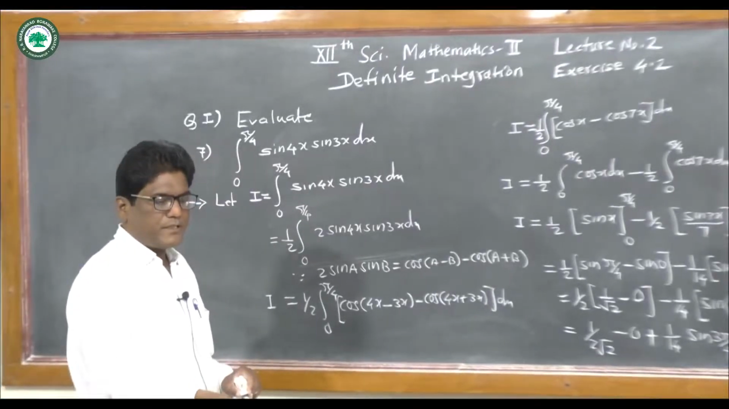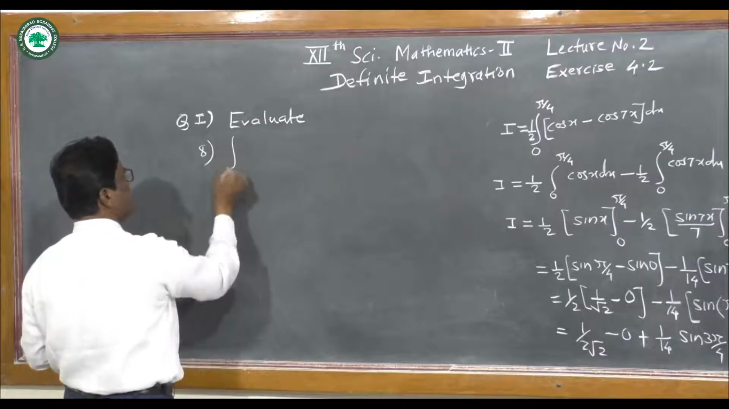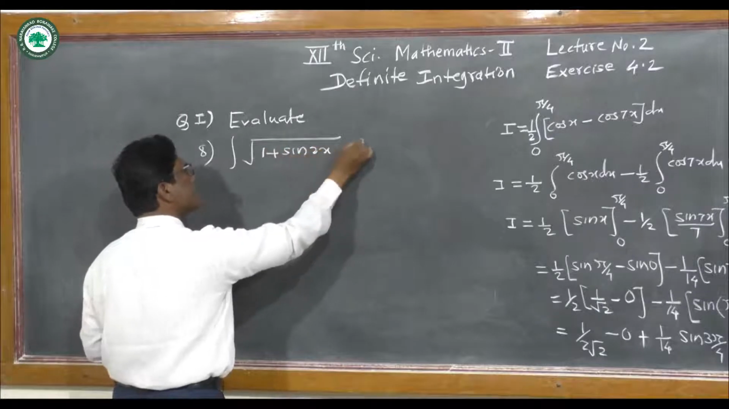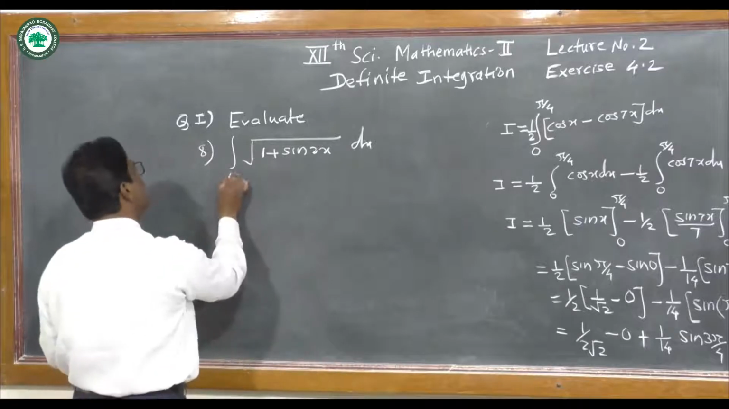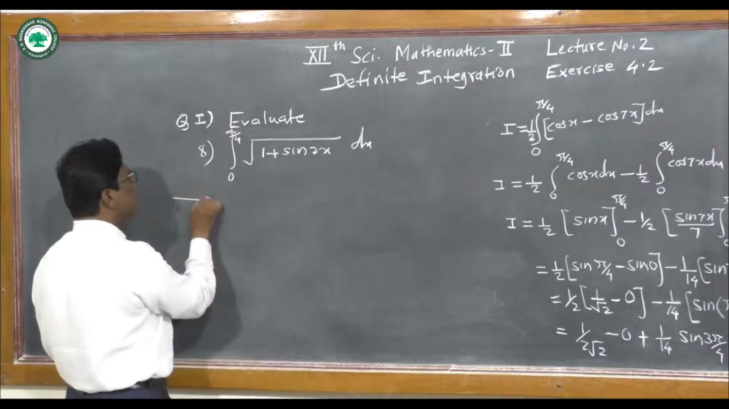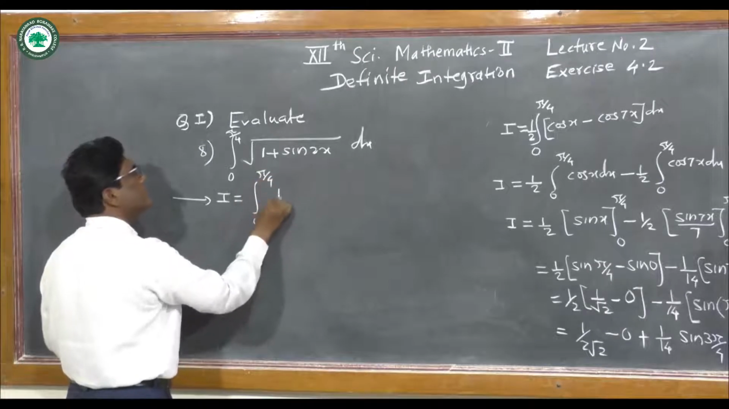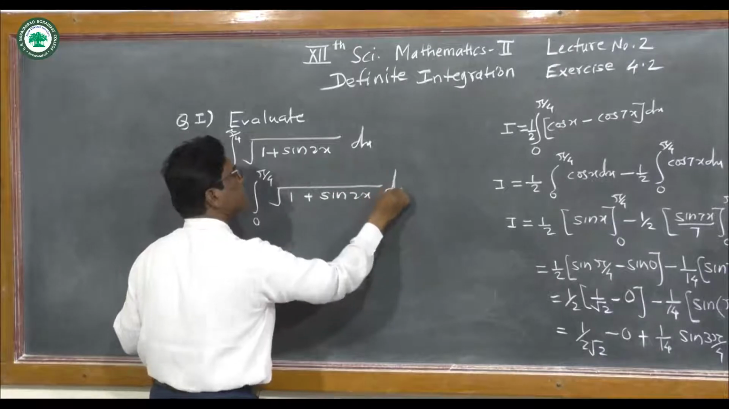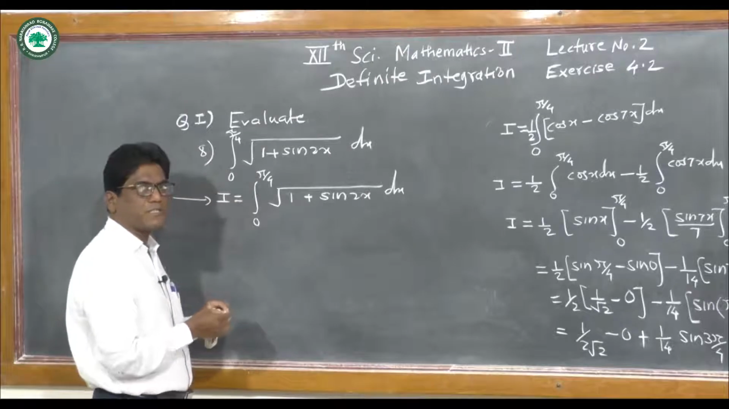So now we see here eighth problem. Integration of under root of 1 plus sine of 2x dx and integration from 0 to pi by 4. We call this as I. Let I is equal to integration from 0 to pi by 4 under root of 1 plus sine of 2x dx. Now here also we use the formula of sine of 2x. We know it is 2 times sine x cos x.